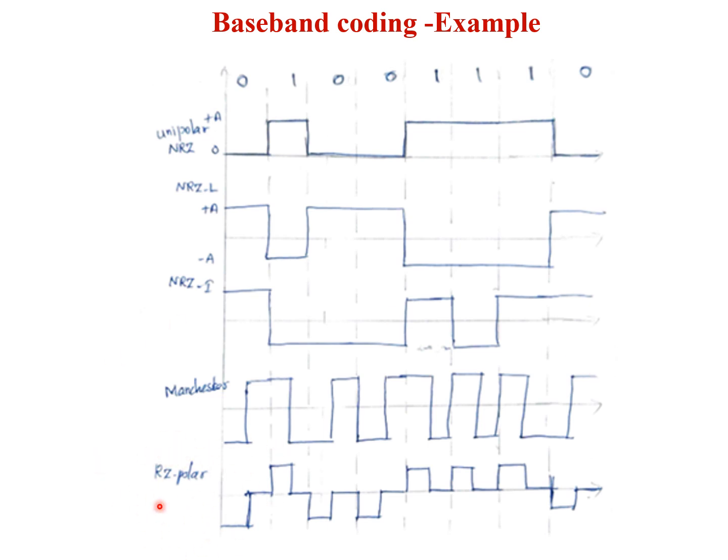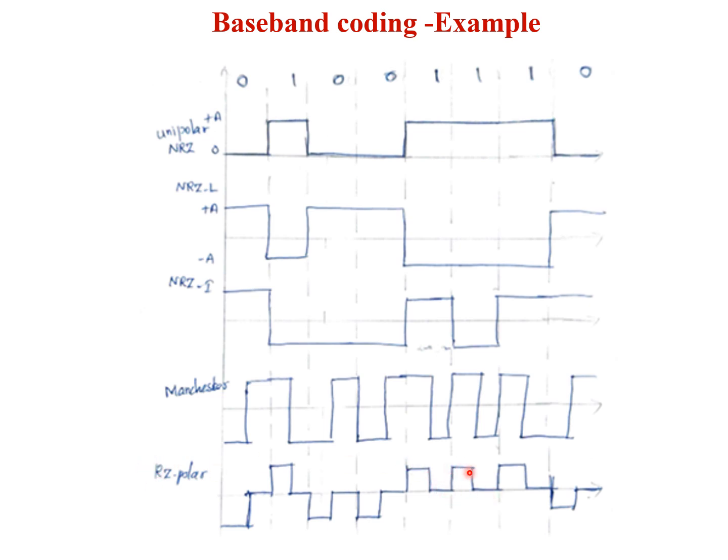RZ polar means polar has two polarities. 1 is represented by a positive pulse and 0 is represented by a negative pulse. Return to zero means each pulse returns to 0. How is 0 represented? A negative pulse, and each pulse returns to 0. Then 1 is represented by a positive pulse, which returns to 0. Then 0, a negative pulse which returns to 0. Again 0, a negative pulse which returns to 0. Then 1, a positive pulse which returns to 0.